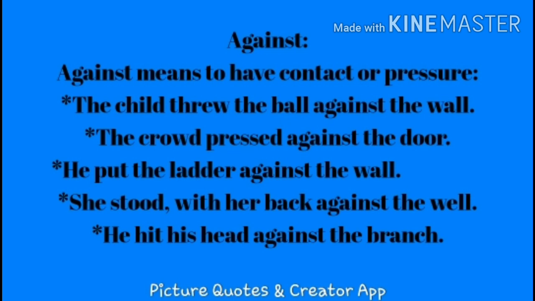The next one, she stood with her back against the wall. This sentence indicates that she was just leaning against the wall. There is contact there. And the final one, he hit his head against the branch. So with force, he just hit his head against the branch. So the point here is: the preposition against is used to indicate contact.